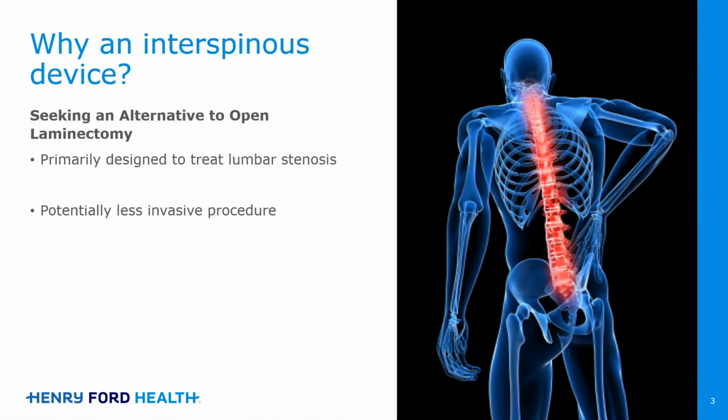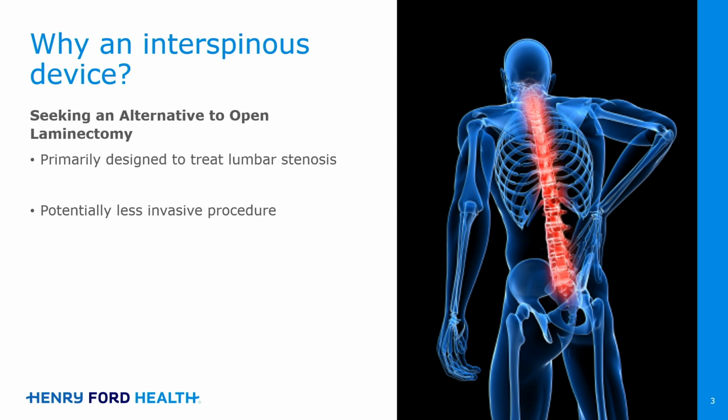So, the big question: why an interspinous device? We're seeking alternatives to an open laminectomy. If you look at some of the earlier devices, at the time the only alternative you had was a traditional open laminectomy, where you're removing the spinous process. Tubular laminectomies and discectomies were probably coming to the fore around the same time as the development of some of these products. Initially, we were primarily looking at treating lumbar stenosis, and at the time, it was thought it could be a potentially less invasive procedure.